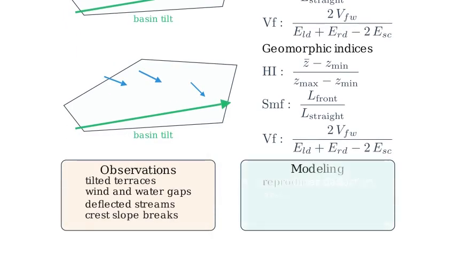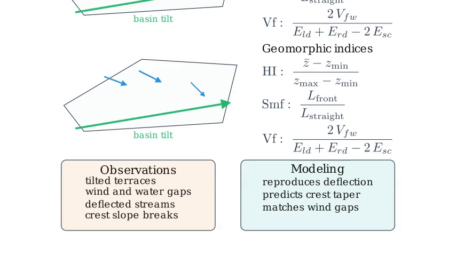Bringing these observations together, geomorphologists compare multiple indicators to infer uplift rates and propagation direction. Landscape evolution models reproduce curved streams, decreasing crest elevations and wind gap patterns, validating these diagnostics.